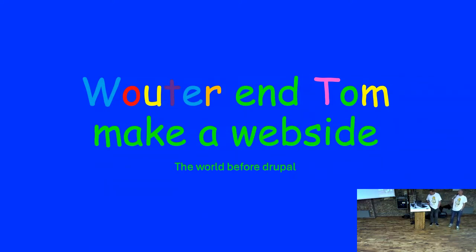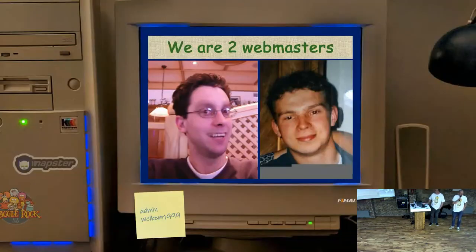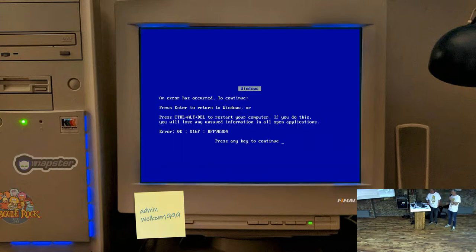Let's start. Yes, we are Wouter and Tom, and we're going to make a website today. It's a bit of a trip down memory lane. Who are we? We are two webmasters, and as you can see, it's 1999. He is 26 years old, I'm 21 years old at the time, and we're going to dive back into the good times and find out how websites were built in 1999. And you might even learn something from it. At least we will reflect on these old times and find out what we have achieved so far.